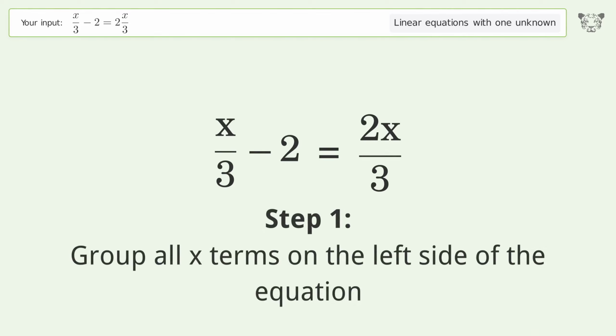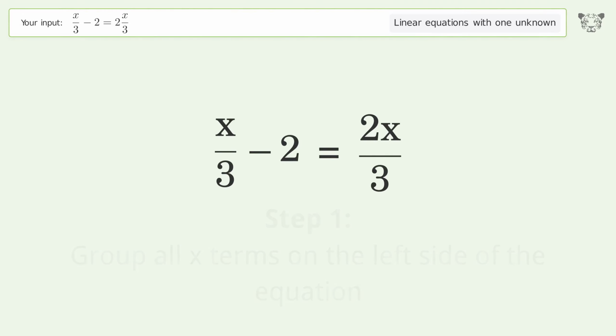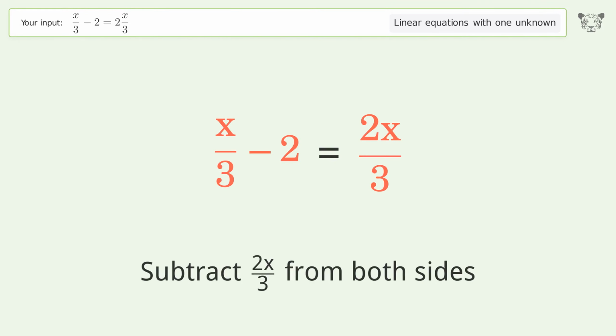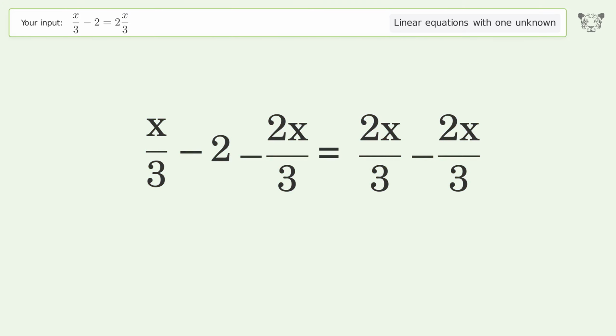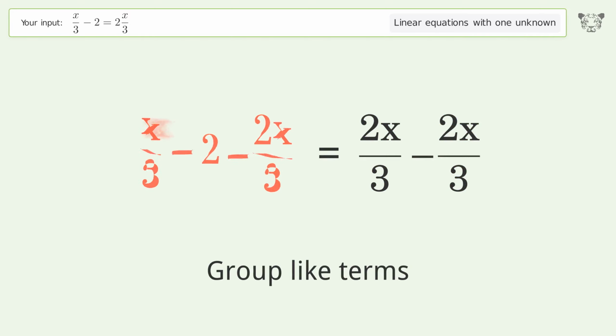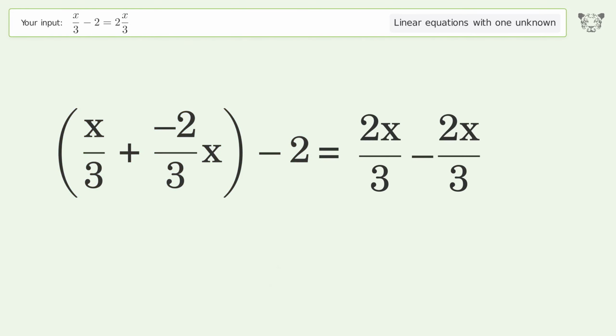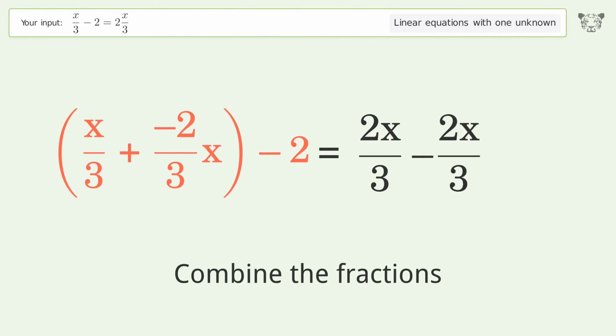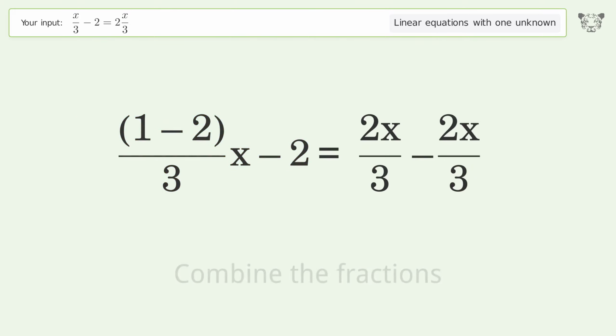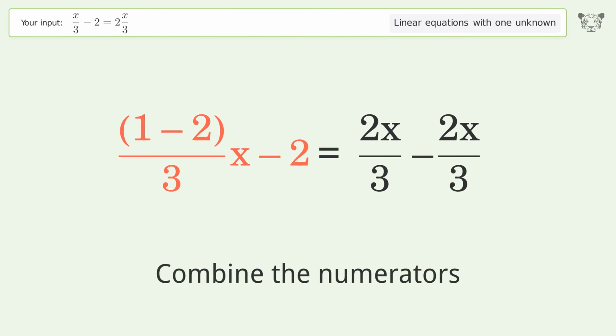Group all x terms on the left side of the equation. Subtract 2x over 3 from both sides. Group like terms. Combine the fractions. Combine the numerators.